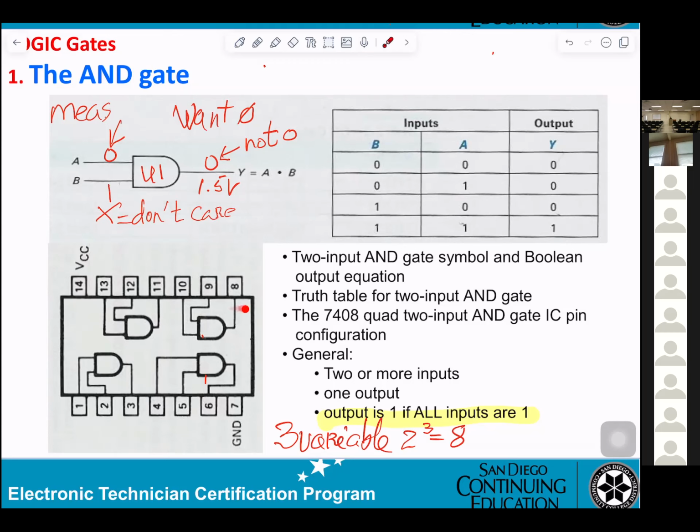This is the IC for the AND gate. Okay? The part number they give to you here, 7408. That's the part number of the AND gate. Okay? And if you're looking inside, how many gates? 1, 2, 3, 4. Four gates inside one IC. IC means integrated circuit. Okay?